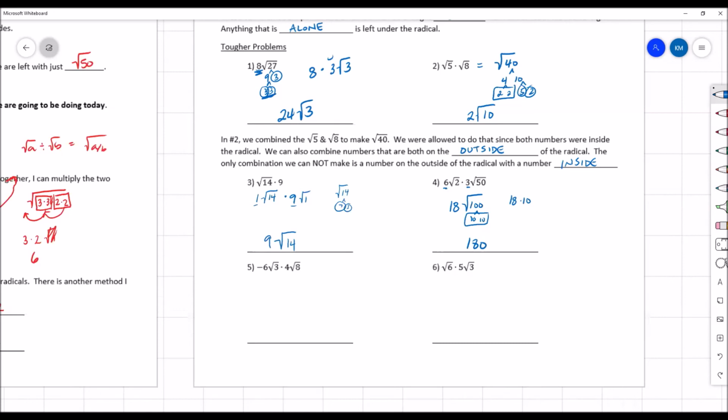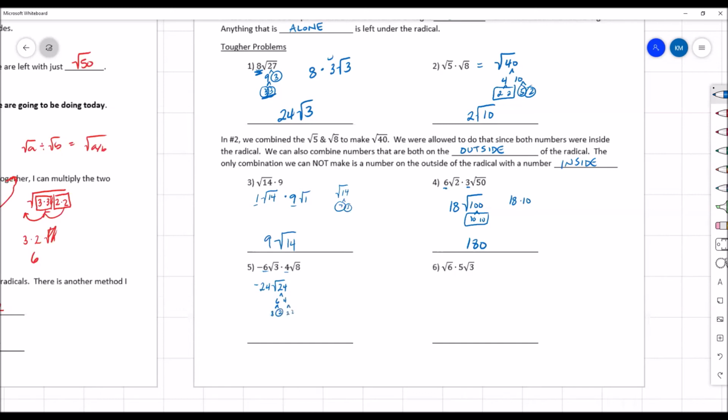Number 5, we have negative 6 radical 3 times 4 radical 8. Negative 6 times 4, negative 24. Okay, outside times outside. And negative, positive works out. Radical 3 times radical 8 gives us radical 24. Okay, again, we have a radical here. We want to simplify that. As we attempt to do so, we got 6 and 4, 3 and 2, 2 and 2.